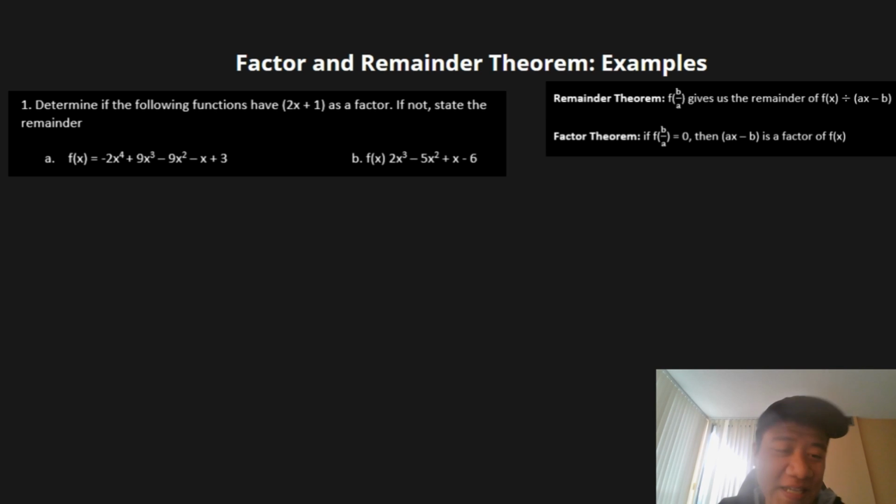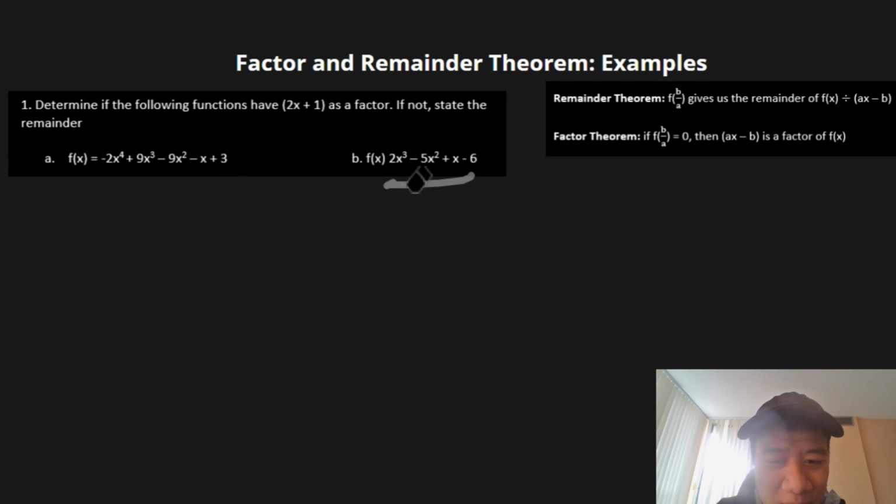Okay, so here's our first example. Determine if the following functions have 2x plus 1 as a factor. If not, state the remainder. So we have these two polynomials, and our goal is to determine whether or not 2x plus 1 is a factor of each of them.